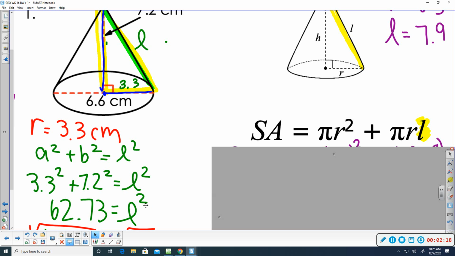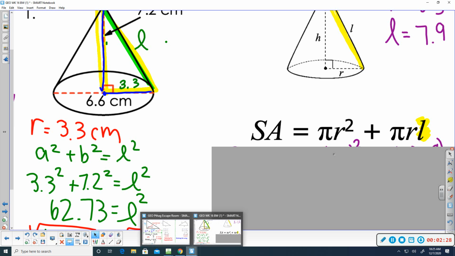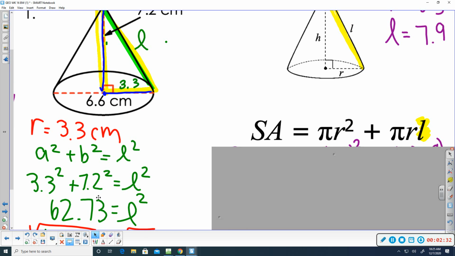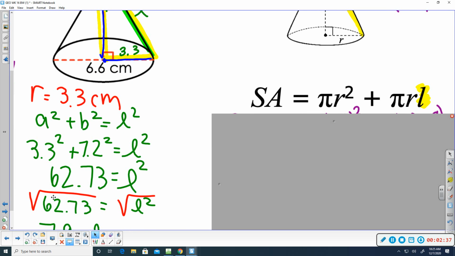Now, we know what L squared is, but we just want L by itself. So to undo squaring something, you take the square root. Squaring and taking the square root are inverse operations, so they undo each other. Remember, when you're solving an equation, whatever you do to one side of the equation, you have to do to the other side. So we're going to take the square root of both sides. So we have the square root of 62.73 equals the square root of L squared.